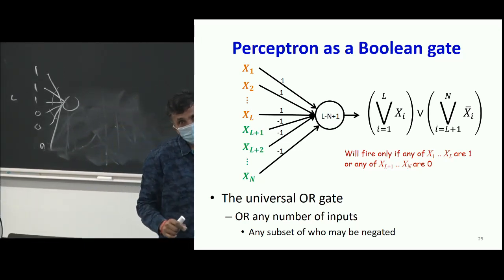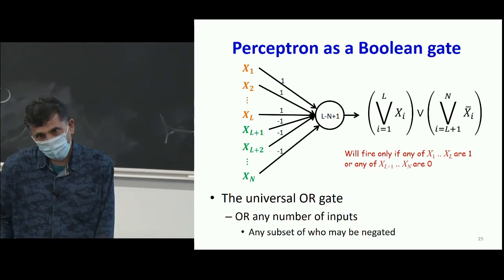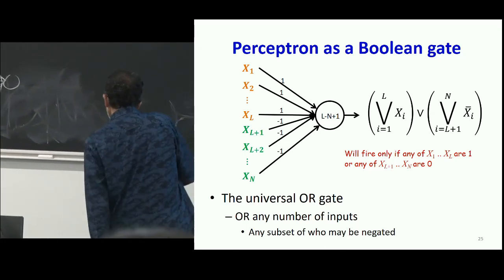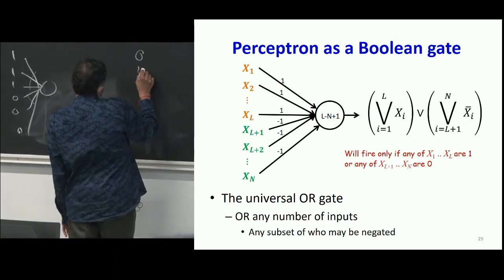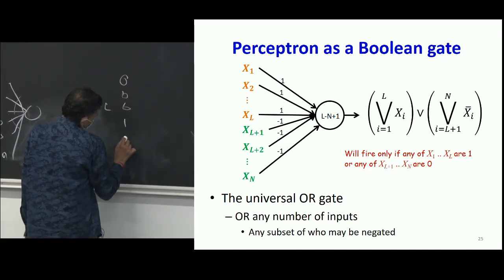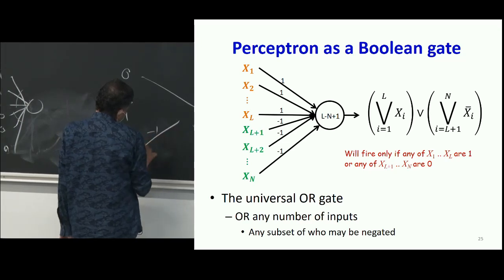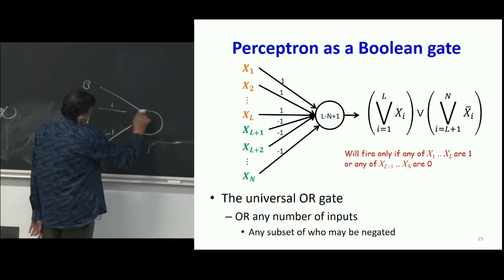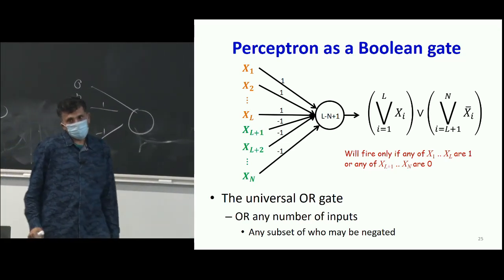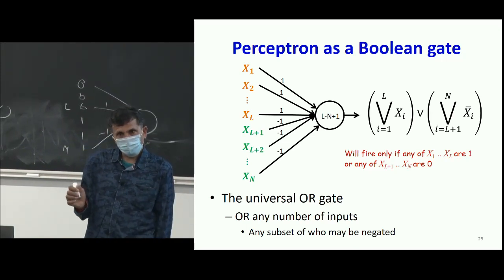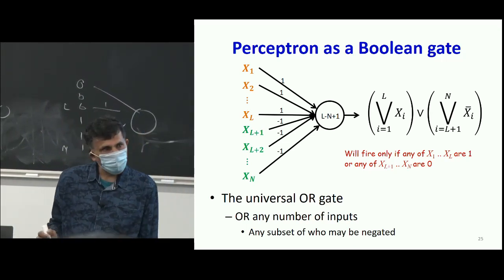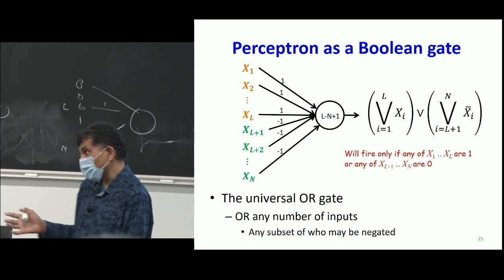Can you tell me? Yeah. The first L are all zeros, and the remaining are 1, right? Up to N. In this case, considering that these weights are -1 and these weights are 1, what is the total input that comes in here? L minus N, right?